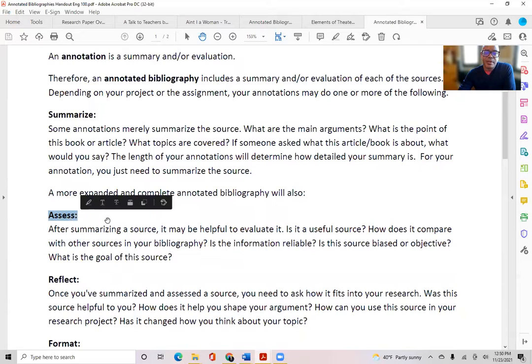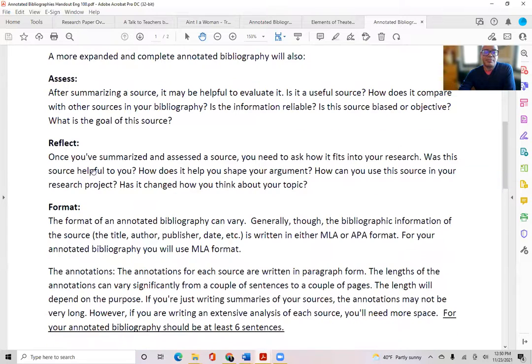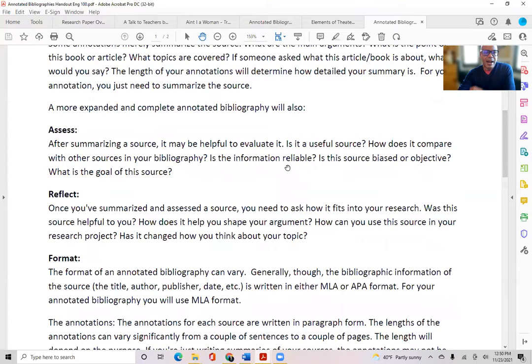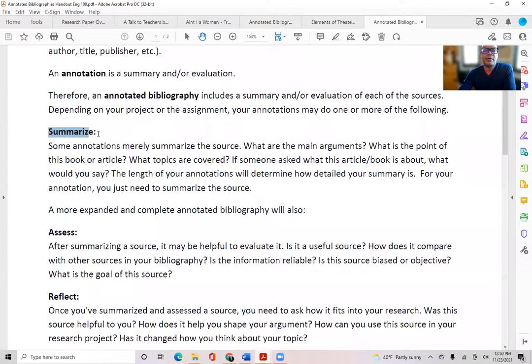Assessment is a distinction I want to make: you decide whether it's a useful source, how it compares, and in some cases comment on it. This is reflecting on how it fits into your research. I want us to focus more on summary for our annotation, partly because we're not writing the paper. If you were writing the paper, you would be investing more in the position, condition, and value of that source as it relates to the whole paper.